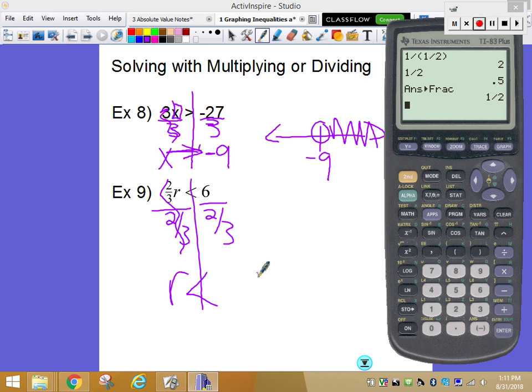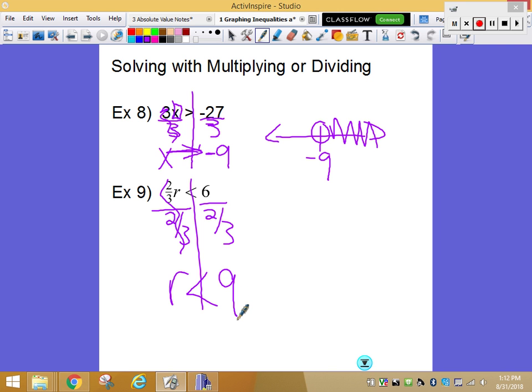All right, so I'm typing this in. 6 divided by. On the notes in the last unit, I told you how to type a fraction in. To type a fraction in, you have to put it in parentheses. So when I type in 2/3, look at how I typed it in. 6 divided by 2/3, and hit enter. And you get 9. 6 divided by 2/3 is 9. So it's going to be at 9.